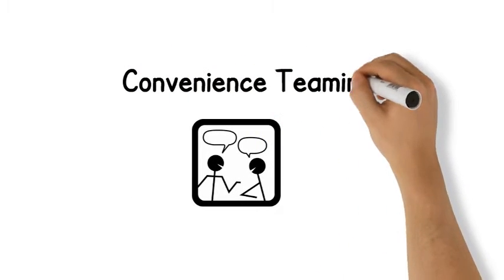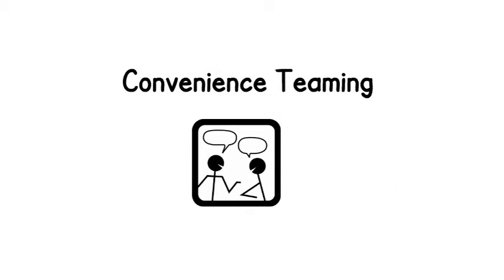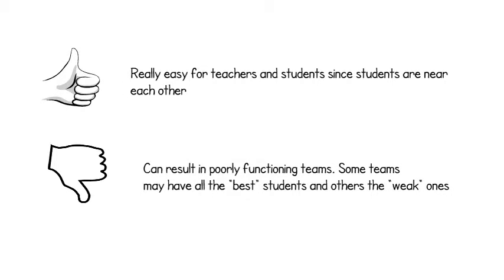We could divide students up without thinking about it. For example, you 4 work together and you 4 work together. We call this convenience teaming. The plus side is convenience teaming is easy for teachers. The minus is that it may create all sorts of problems when the activity is being carried out. For example, what if one group gets all the best students and another gets all the weakest students?